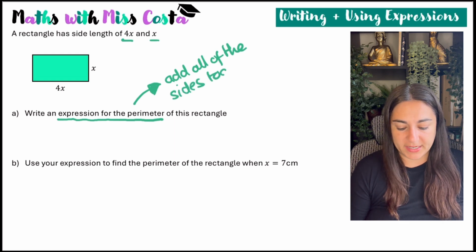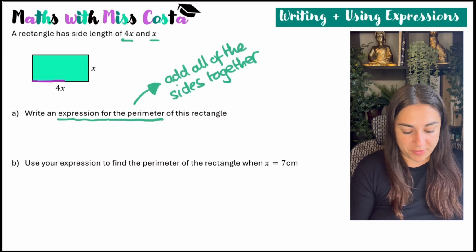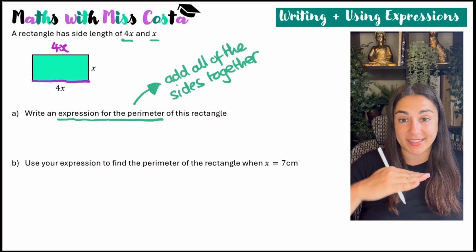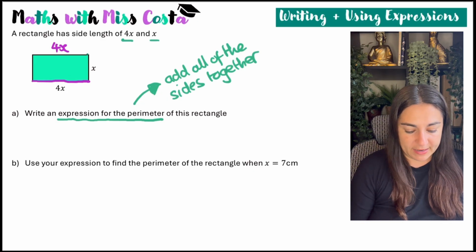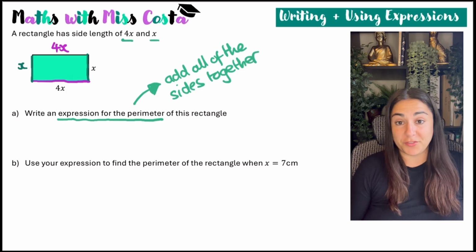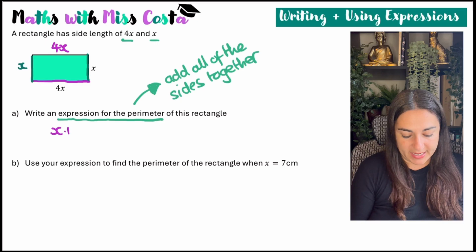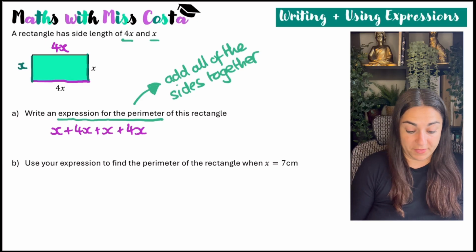So first, we're going to need to work out what the length of each side is. Now, I know that if this length is 4x, this length here is also going to be 4x, because in a rectangle, opposite sides are equal. So similarly, if this side here is x, this side here is going to be x. So I know that an expression for the perimeter is going to be x plus 4x plus x plus 4x, because that is all of the sides added up.